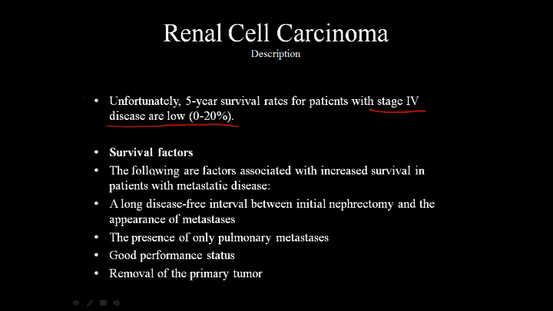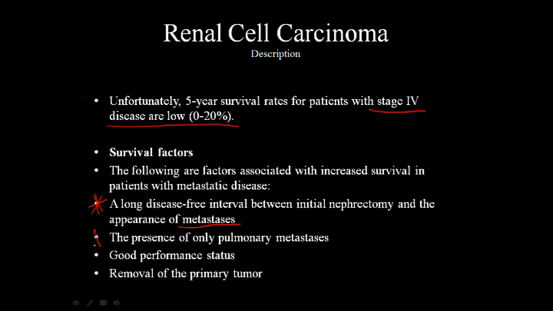Survival factors. The following are factors associated with increased survival in patients with metastatic disease. Number 1 is a long disease-free interval between initial nephrectomy and the appearance of metastasis. So initially you don't have a metastasis, but you have a good span between the time that you take the nephrectomy out and then there's metastasis maybe 3 years down the road. And so that is a good survival tool.